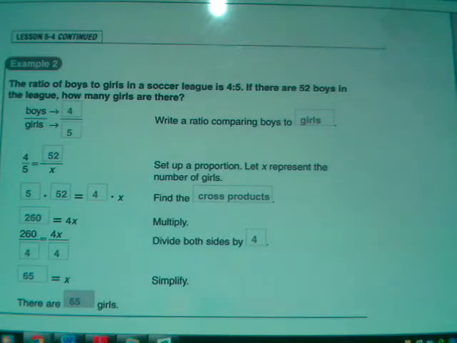And as you can see, that's set up in solving in equation form. They take 260 and chop out the 4, and they get 65. 4 times 65 gives me 260, just like 5 times 52 gives me 260. Since the results are the same, that's how we would know they're in proportion. That's how we know we solved it correctly. That's how we know our missing answer there, where X is, represents the number 65. There are 65 girls in the league.